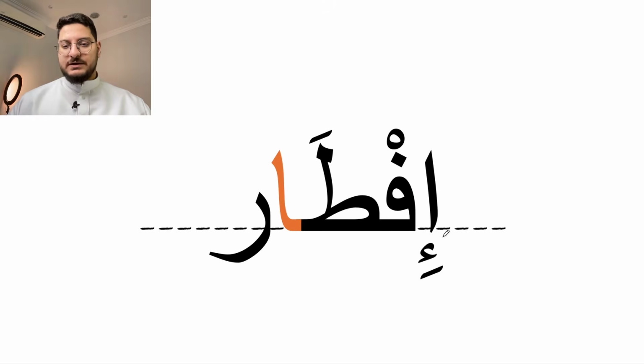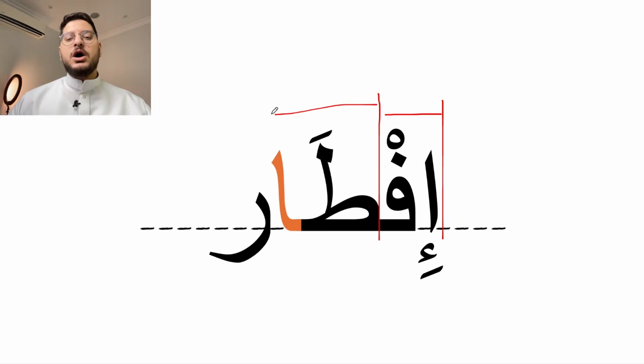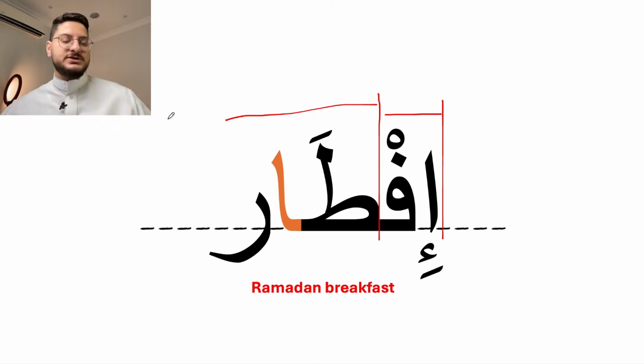Next one, let's look at this. So I see a kasra in here, that's the beginning of a syllable, and I see a fatha here, that's the beginning of another syllable. Let's read the first one. Remember, Hamza with the kasra is e, right? So this is if, and then tar, iftar, and iftar is the Ramadan breakfast.